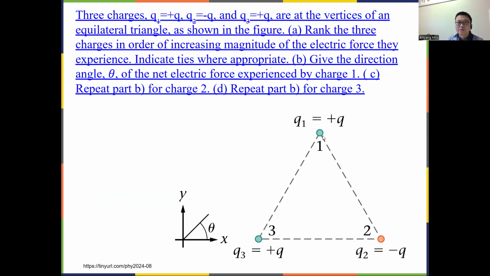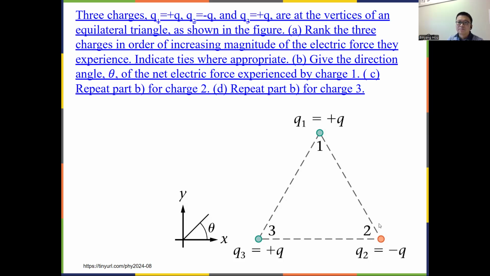So it says there are three charges at the corners of this equilateral triangle as shown here. They are equal charge amounts, so they are all equal to Q. One is positive, two is negative, but three is positive again. Okay, and it's asking you to rank the three charges in order of increasing magnitude of electric force they experience, indicate ties where appropriate, and then give directional angles and net force by charge 1, by charge 2, and by charge 3. Okay.